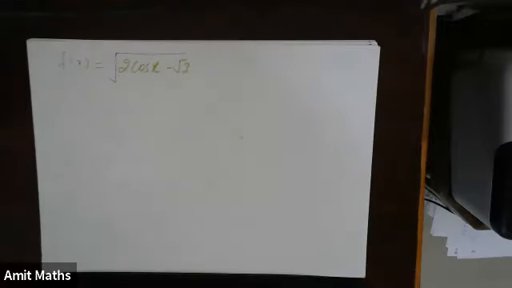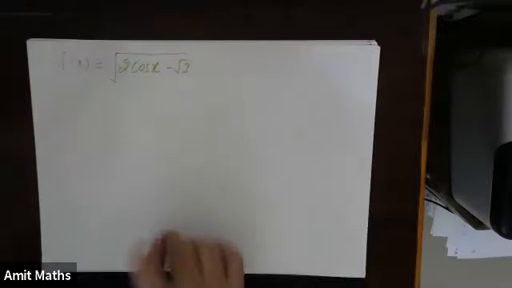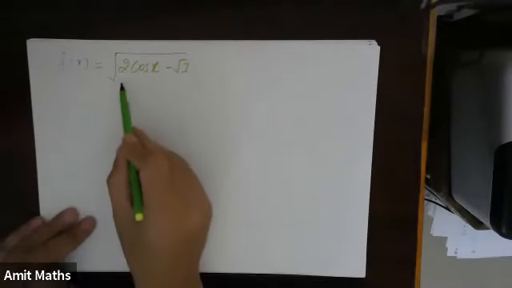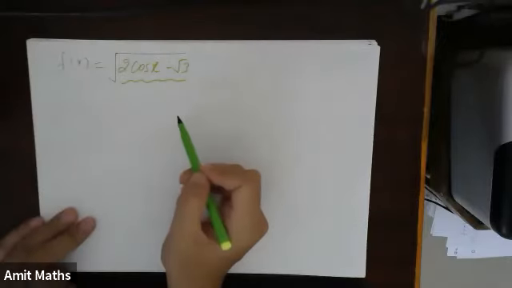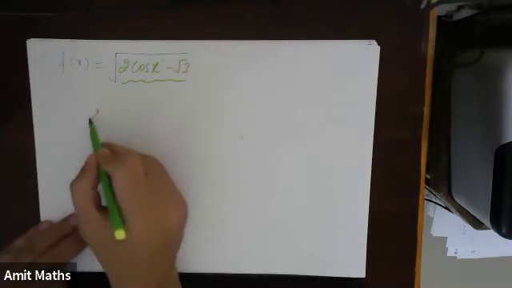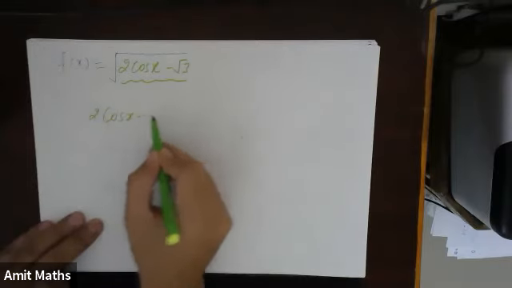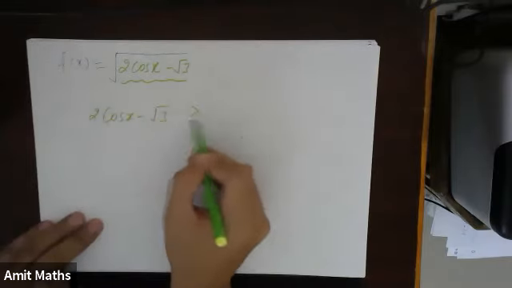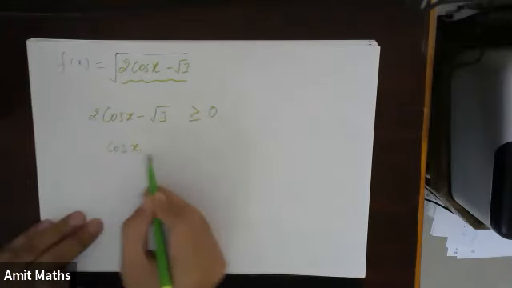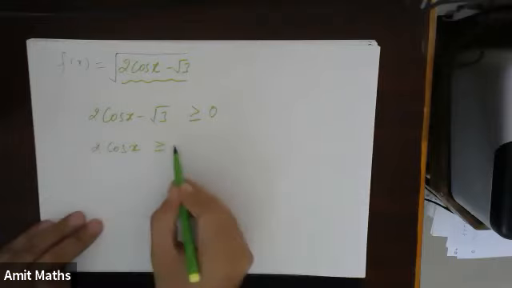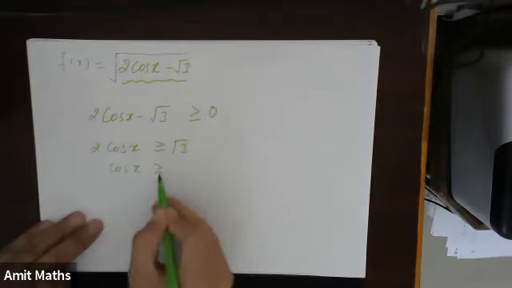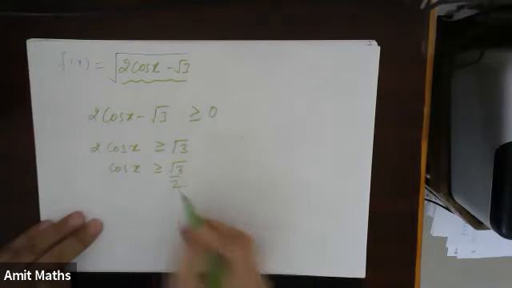Okay, now same as the previous one, we'll find the domain of this function using the concept that whatever is inside the root should be greater than or equal to 0. That is, twice cos x minus root 3 should be greater than or equal to 0. That means twice cos x should be greater than or equal to root 3, and cos x should be greater than or equal to root 3 by 2.